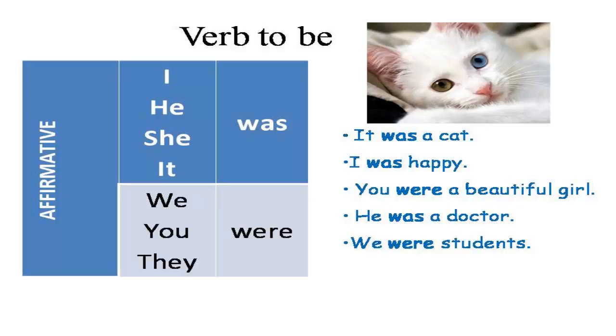Let's now move to verb to be in the past. Now the affirmative form of verb to be in the past is was or were. We put was with I, he, she, it, and we put were with we, you, they. Example, it was a cat, we were students.